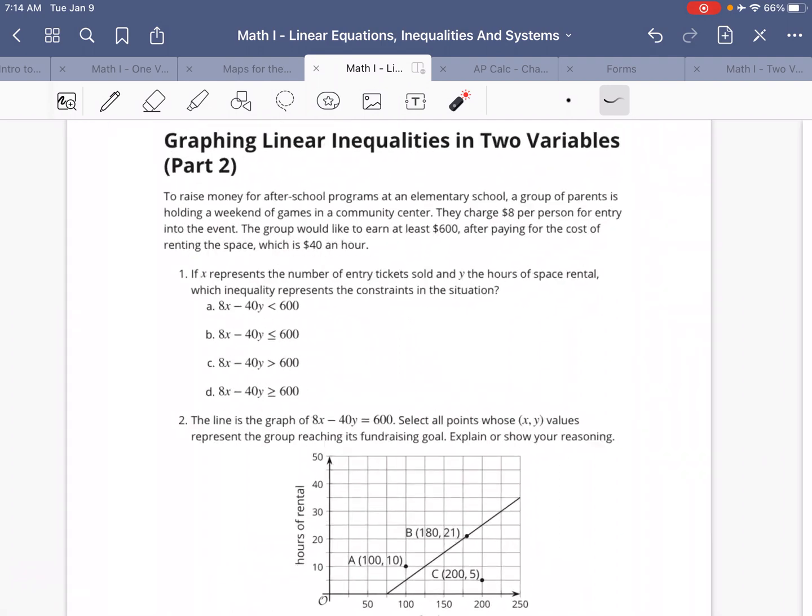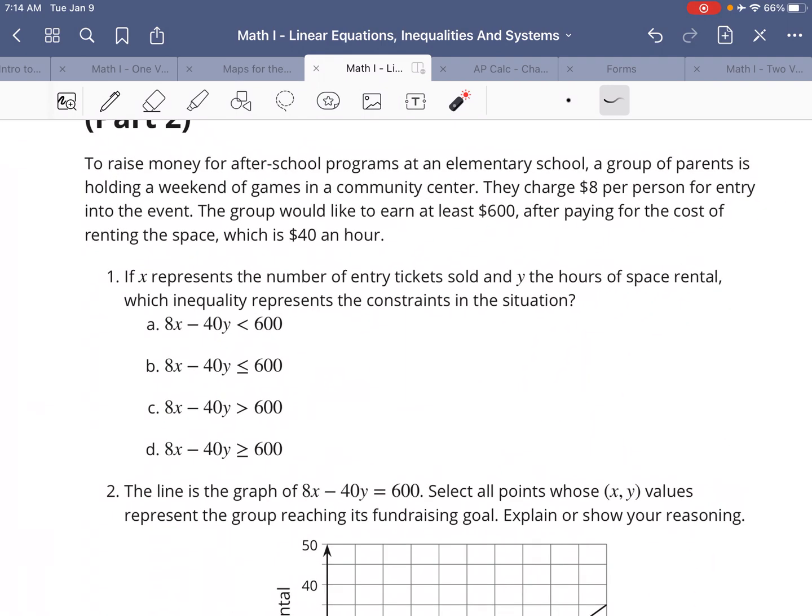So, to raise money for after-school programs at an elementary school, a group of parents is holding a weekend of games in a community center. They charge $8 per person for entry into the event. The group would like to earn at least $600 after paying for the cost of the rental space, which is $40 an hour. If X represents the number of entry tickets sold and Y the number of hours of space rental, which inequality represents the constraints in this situation?